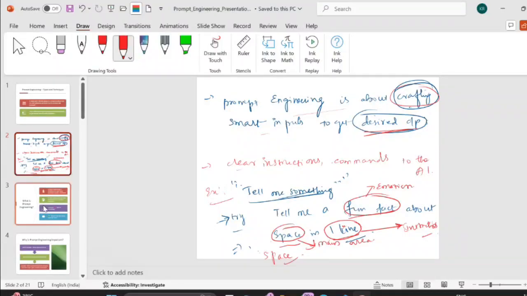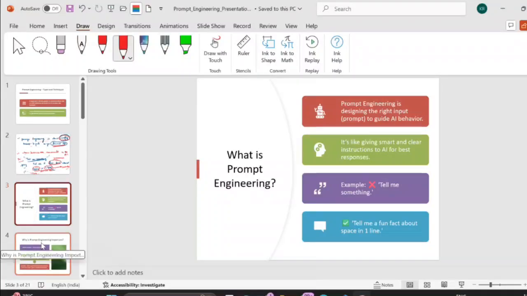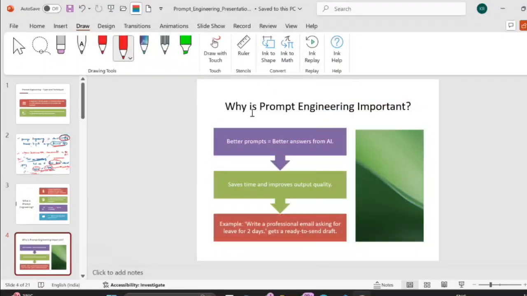Next, why is prompt engineering important? We know that when we provide better inputs to ChatGPT or AI models, it will give a desired output which meets all the requirements.